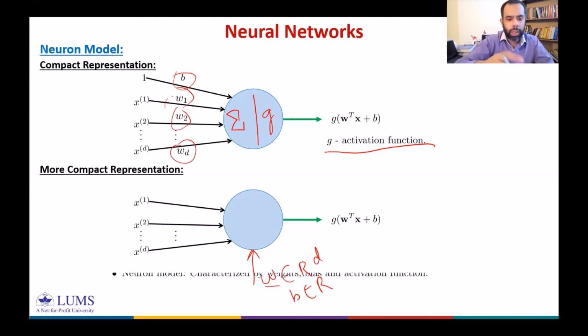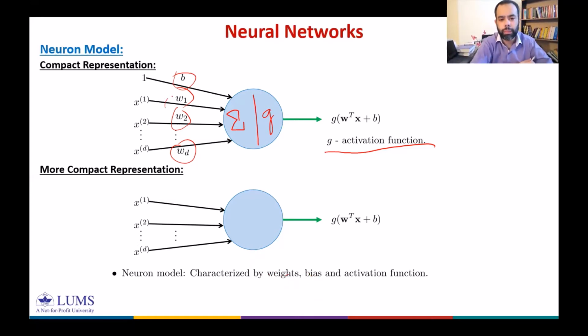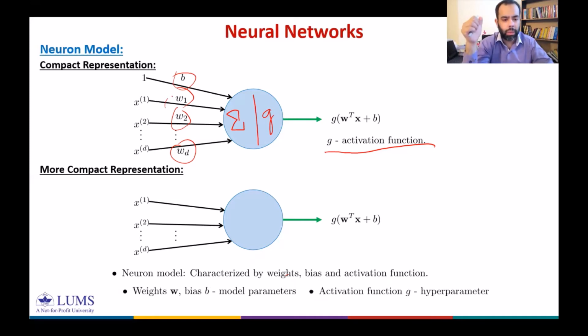This is a neuron model which is characterized by weights, bias, and activation function. So weight is W, bias is B. These are model parameters. And activation function G is a hyperparameter because it characterizes the mapping from the weighted combination to the final output. So activation function G characterizes the neuron and it's a hyperparameter. Whereas once you define what activation function you use, you can learn the weights and bias for given data. Therefore weights and bias correspond to model parameters, the parameters of the neuron.